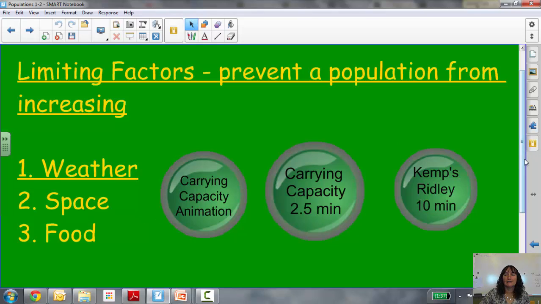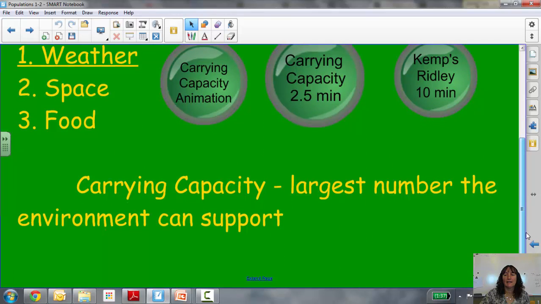And all of these things are kind of related to our last vocabulary word, carrying capacity. And that's the largest number that the environment can support. So a lot of this has to do with how much food is there, how many places there are to live in that ecosystem.